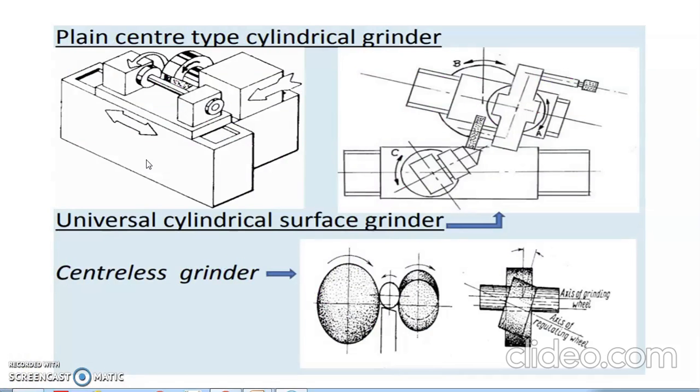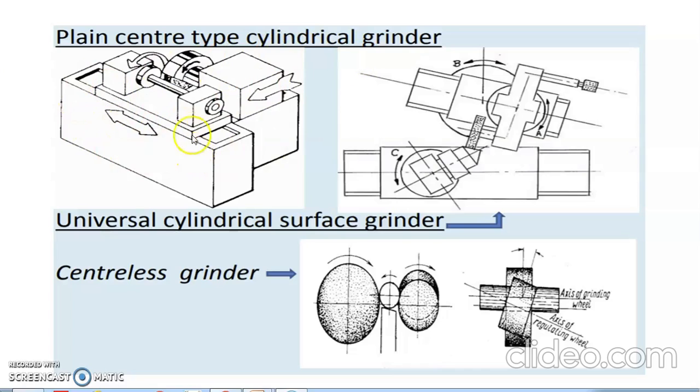The main sub-classification of cylindrical grinders depends upon the method of supporting work between the centers or centerless. The work rotates at much lower speed compared to that of the grinding wheel. In case of centerless type, the work is supported by the arrangement of the work rest, regulating wheel and the grinding wheel. So this is the figure of plain center type of cylindrical grinder.